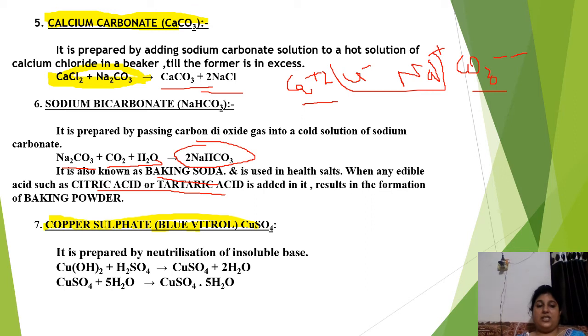Copper sulfate is prepared with the help of copper hydroxide, a base, and an acid. The H ion reacts with the OH ion and forms water. The positive copper ion attaches with the sulfate ion, resulting in the formation of copper sulfate, which on addition of water results in the formation of blue vitriol.